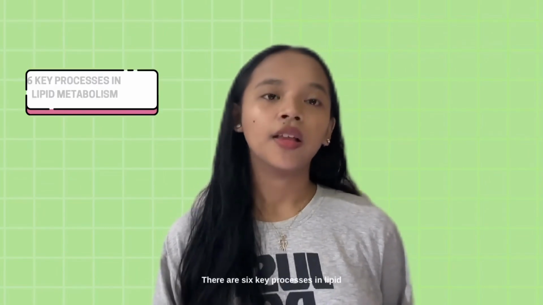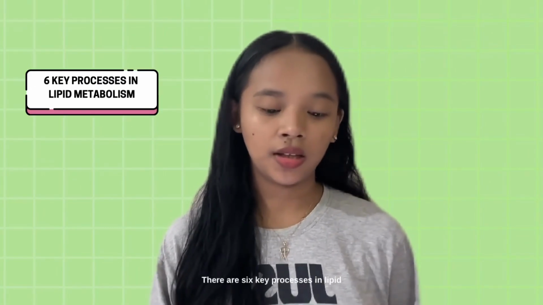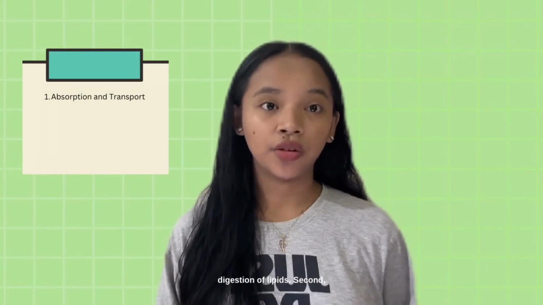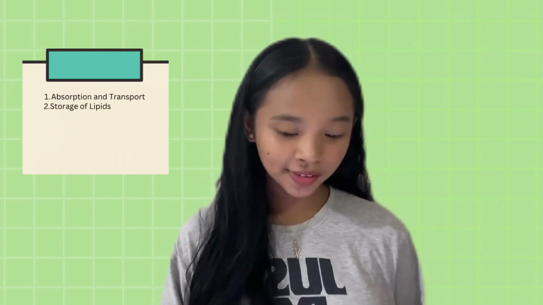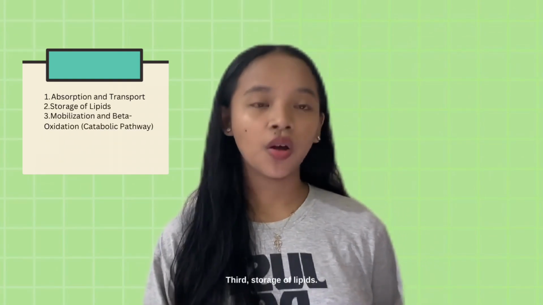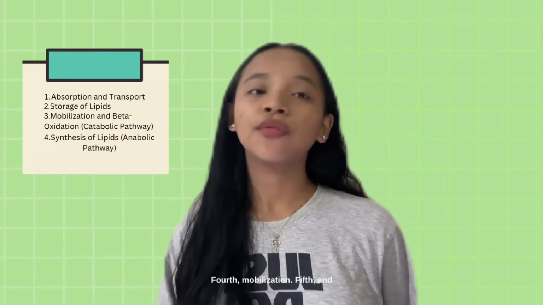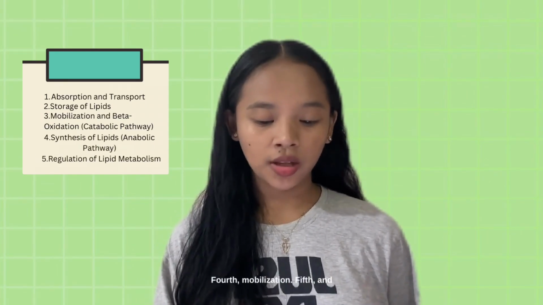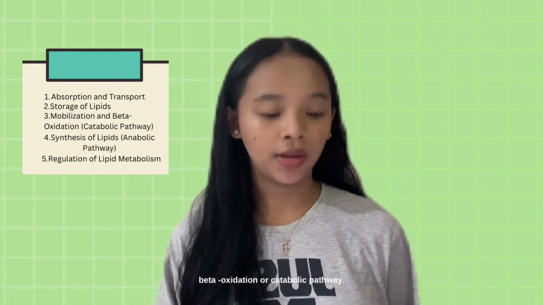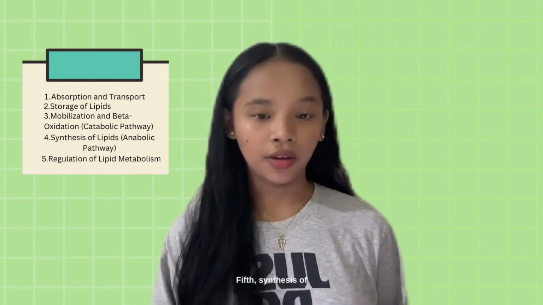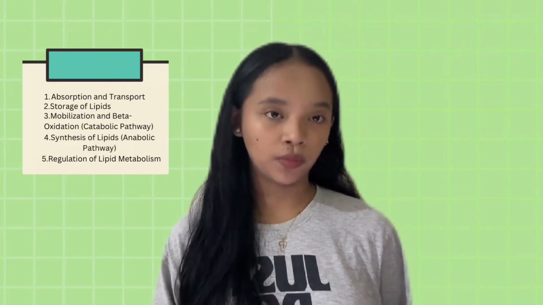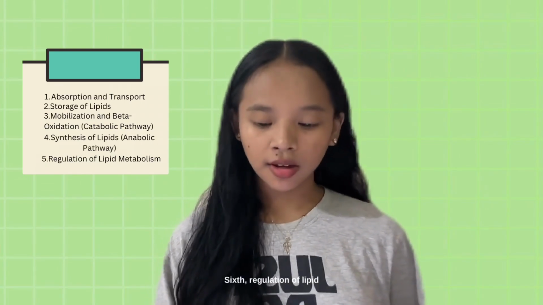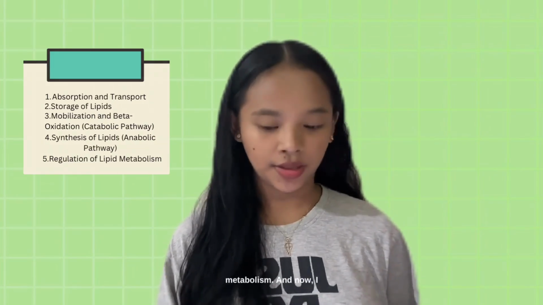functions. There are 6 key processes in lipid metabolism. First, digestion of lipids. Second, absorption and transport. Third, storage of lipids. Fourth, mobilization and beta-oxidation or catabolic pathway. Fifth, synthesis of lipids or anabolic pathway. Sixth, regulation of lipid metabolism.